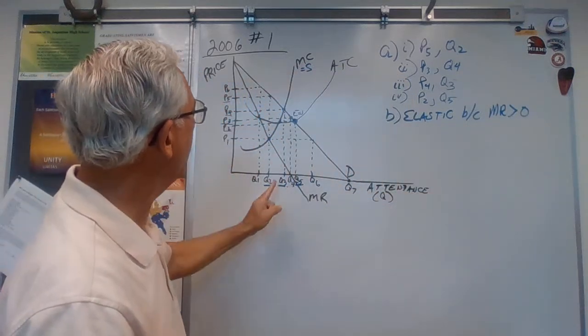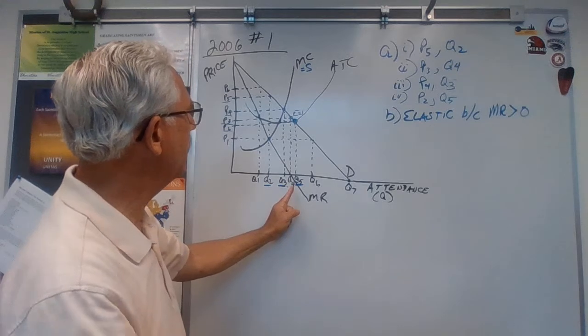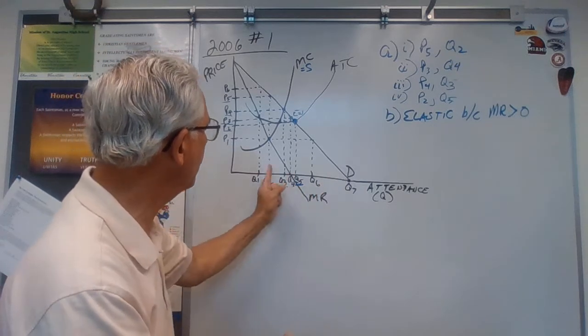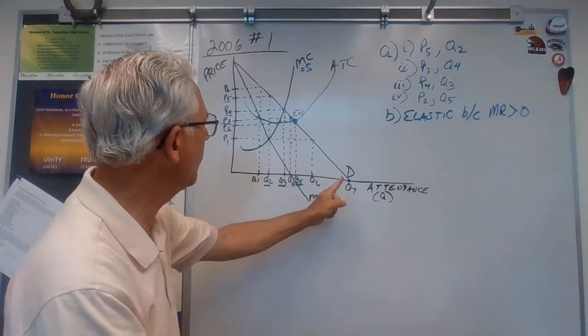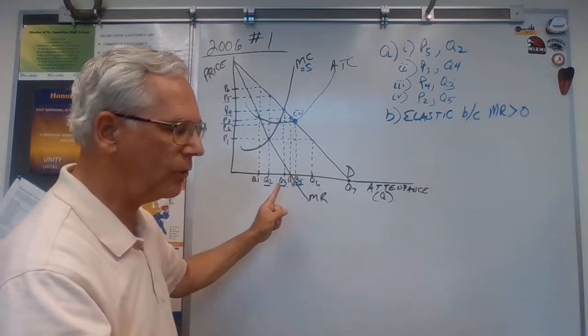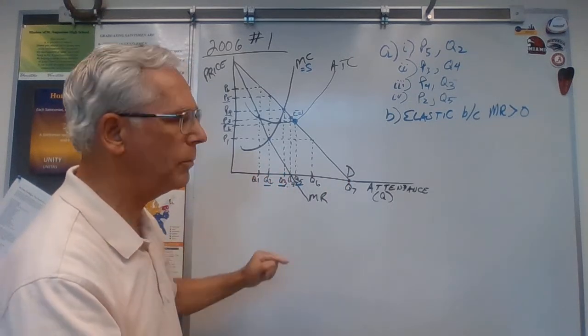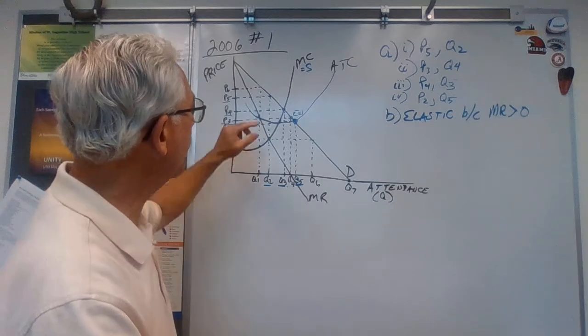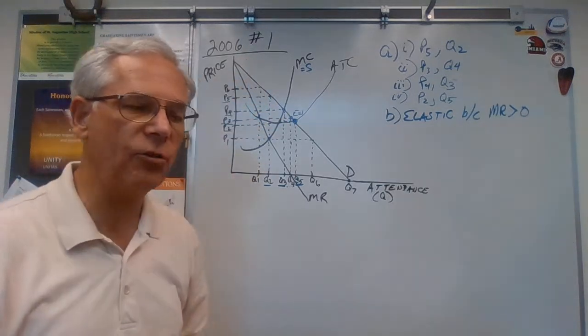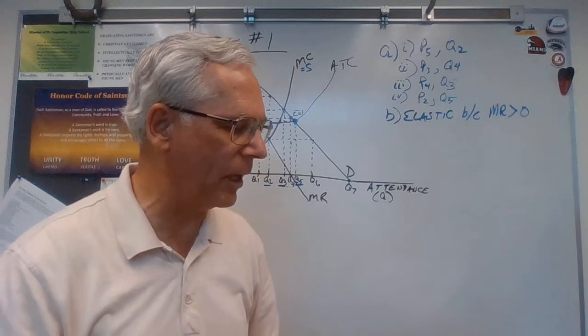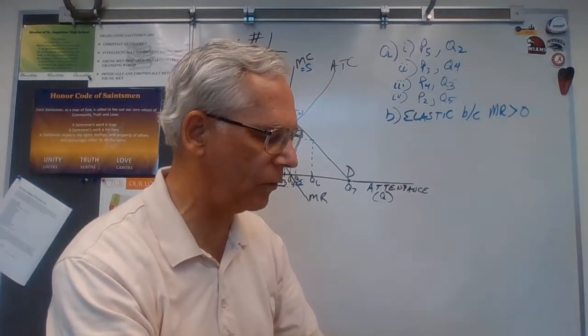You could also say Q1 is to the left of the midpoint. Well, the midpoint is where MR crosses over the horizontal axis. Remember that? That was an acceptable answer. Q1 is to the left of the midpoint. And the third acceptable answer was it's in the upper range of the demand curve. They actually accepted that for a point back in 2006.